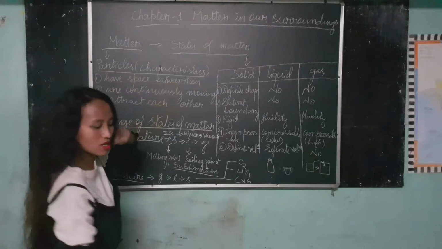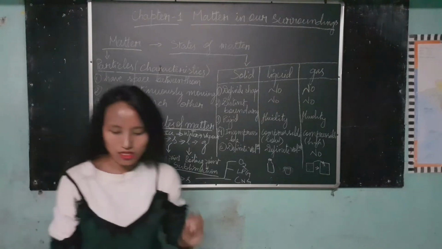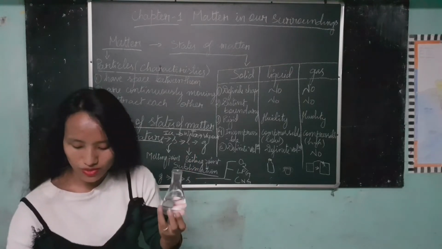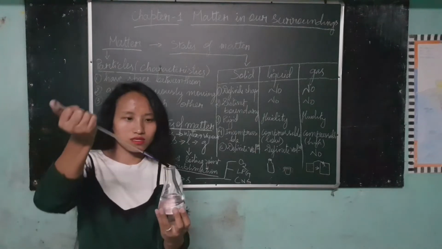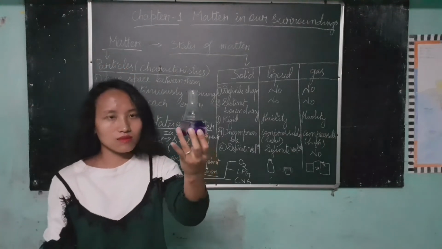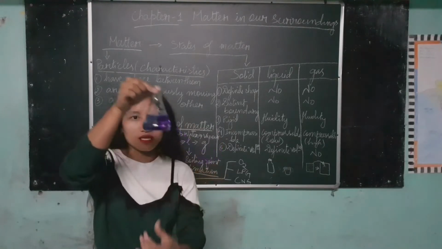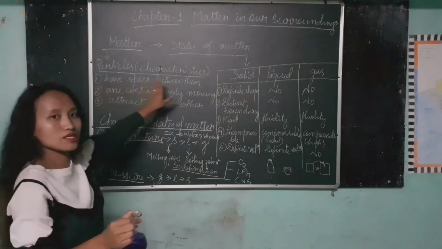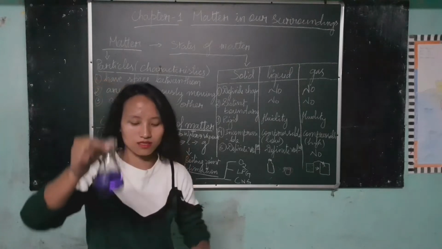Now, in order to understand much more deeper for this, we will do some experiments. Let's see experiment number 1. Here, okay, this is a conical flask, and here I have a dropper. I will drop this ink into this flask. Now, you can see that ink is getting mixed in the water evenly without me stirring it. So from this experiment we can see that they are continuously moving and they have spaces between them. Even if I'm not stirring it, it got mixed thoroughly.